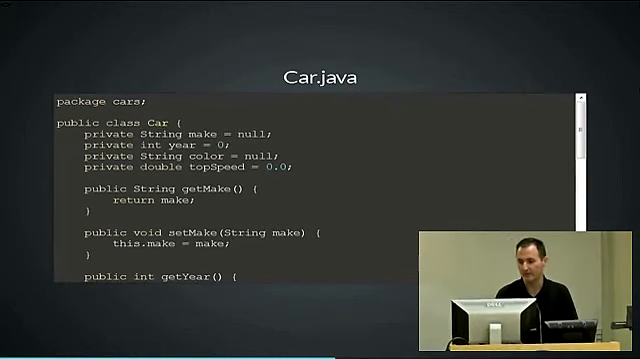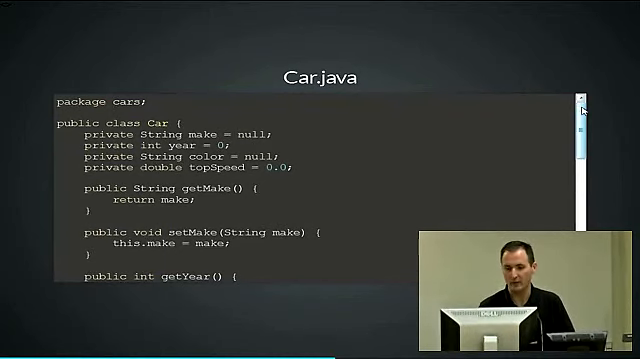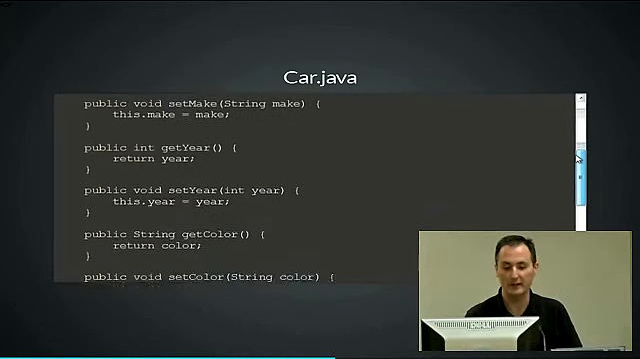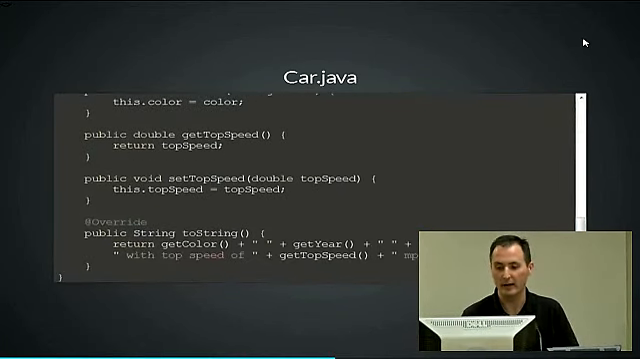Here's my car class. I have 4 fields: make, year, color, top speed. I have all my standard Java getters and setters. And I also override toString so that if I print it out, I don't get something that looks weird.